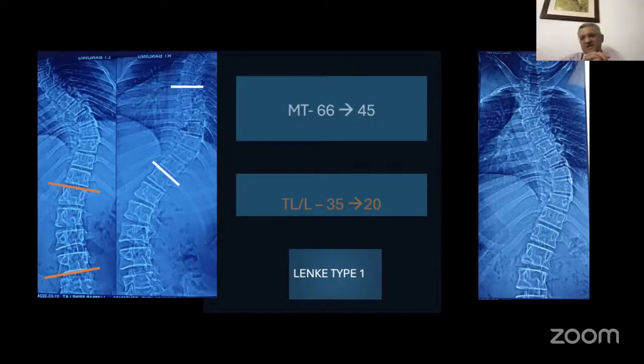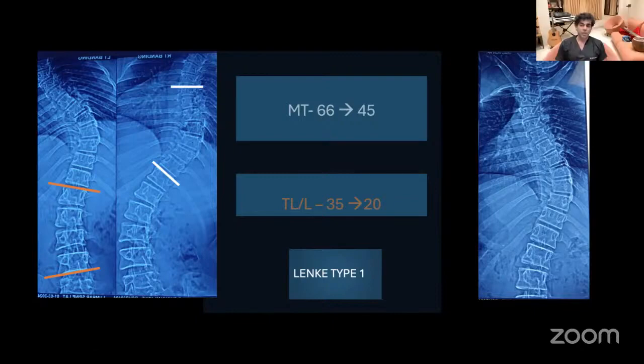1AR means that the whole thing will be rotated to the right side. The end vertebra usually becomes L3 when you are doing the instrumentation. It doesn't look like 1AR, it looks like 1AL only, because the second curve is going away.